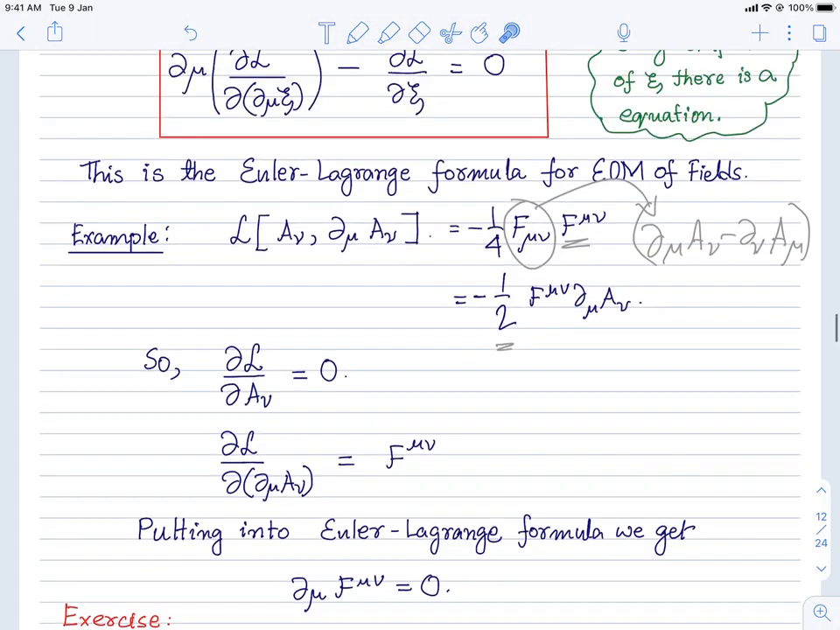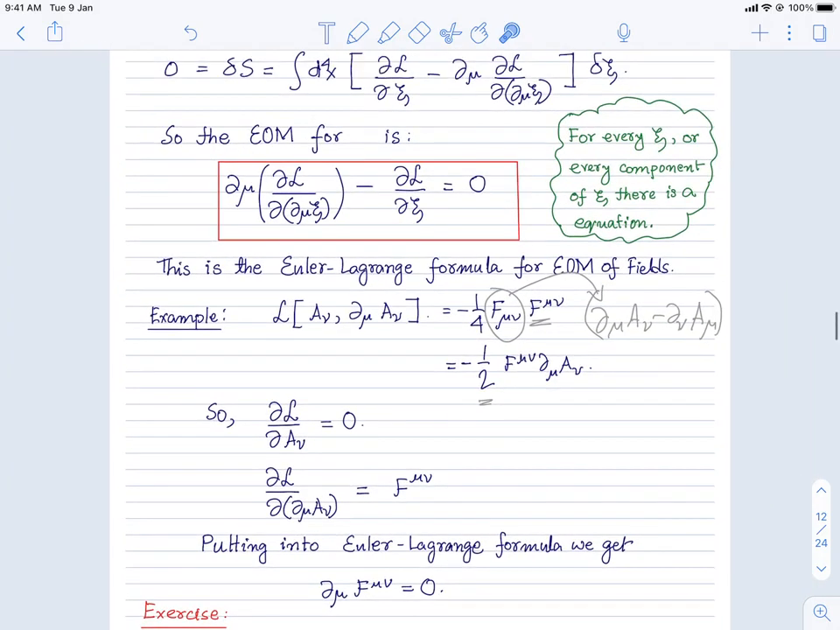Okay, so now if I have this, I want to use this Euler-Lagrange equation. So I need to know what this term is first. Of course this doesn't have A mu, the field. All the terms have the derivative of the fields. That's all that is there. So this is equal to 0 because there's no explicit dependence on A mu here.